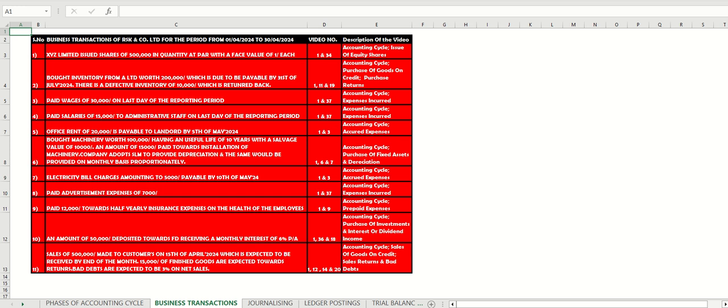Now we are done with the first phase of an accounting cycle, which is the business transaction. Now we will move to the next phase of an accounting cycle, which is the journalizing phase. Okay guys, as I had already explained, I would be considering the phases of an accounting cycle to explain each individual business transaction. Now as part of the next phase, which is my journalizing phase, let's move to the journalizing tab.